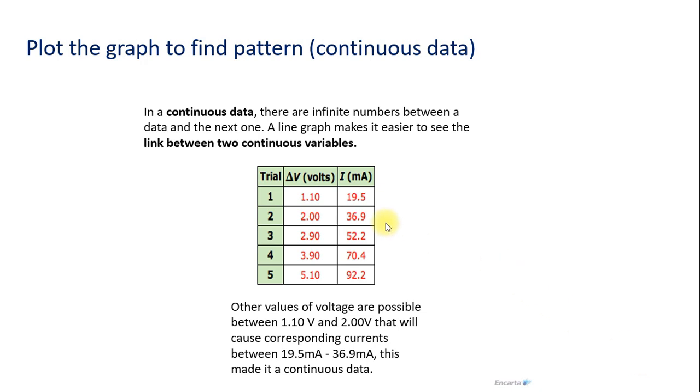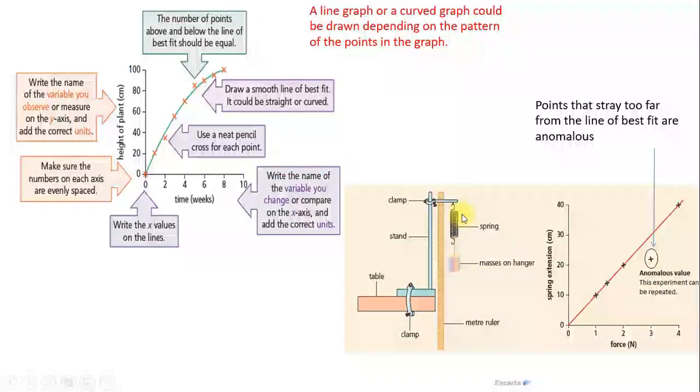Now, if I have my value here to be 1.0 volts, then the second one to be 2.0 volts, I can have infinite numbers in between. It means I can have 1.12, 1.13, and so on. They can also give me corresponding values of current here, after measurement. Good. Now, this kind of data that are linked together are continuous and should be plotted on a line or curve graph.